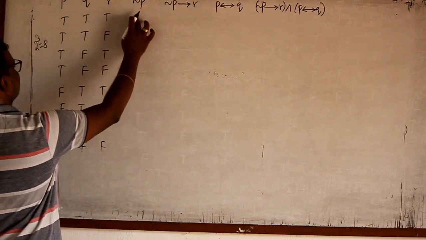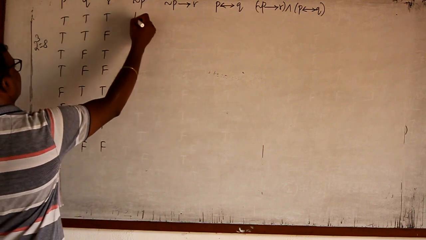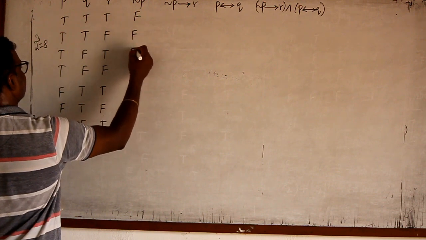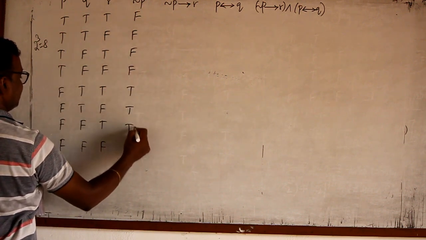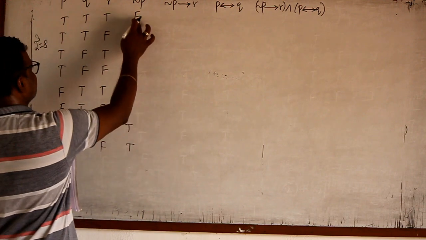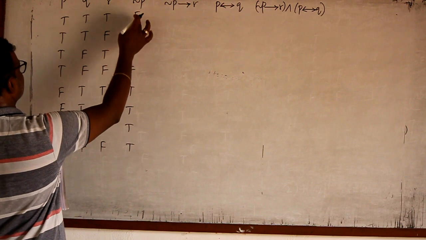Now let me go for negation of P. Negation of P is the opposite of P. F, F, F, F, and all these are T, T, T, T. First P, then R. So don't forget, don't change the order.